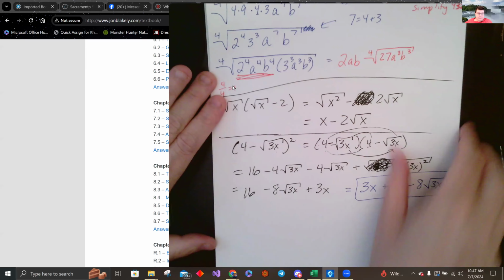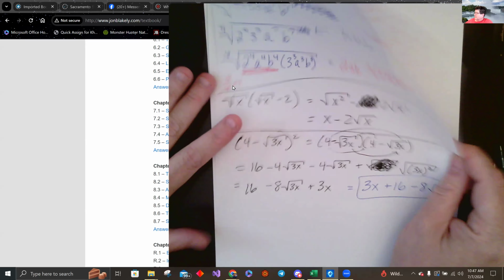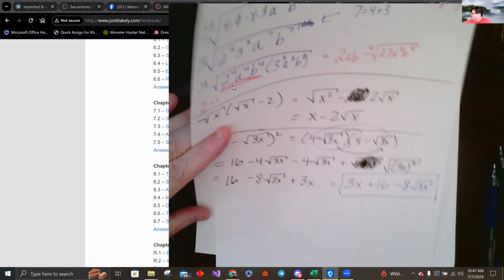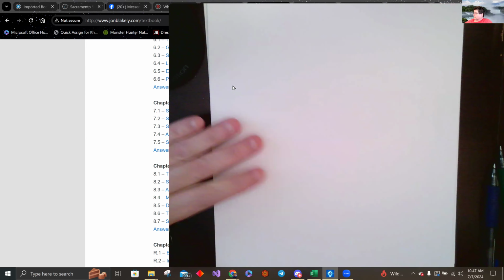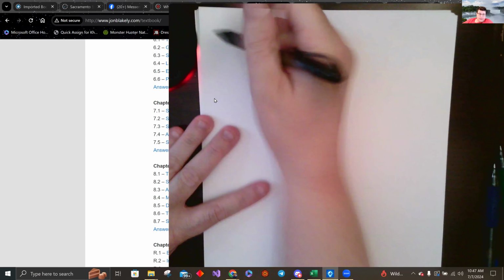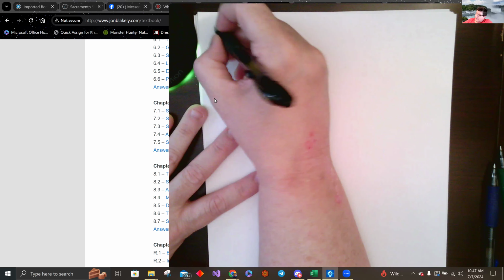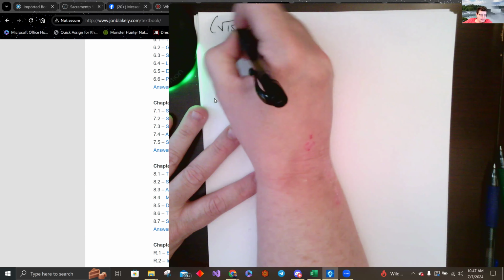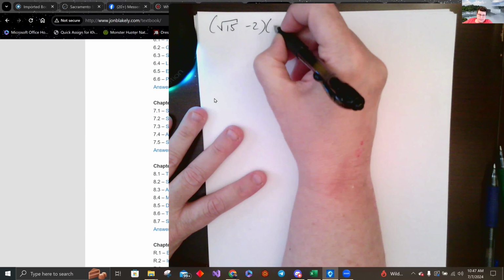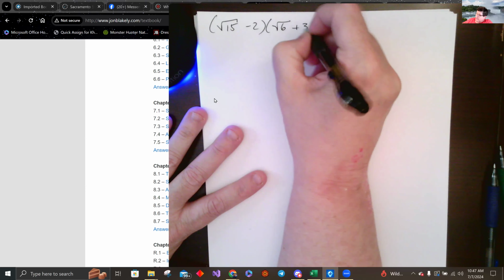All right. 2 more examples. You guys try this one. Square root of 15 minus 2 times square root of 6 plus 3.